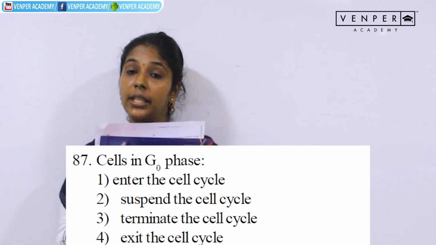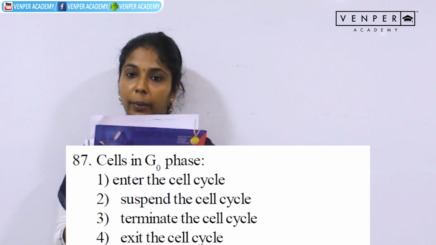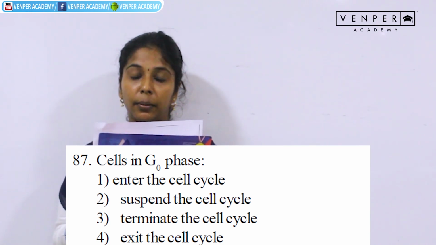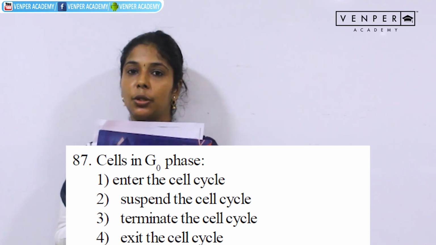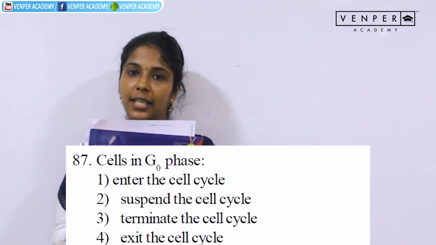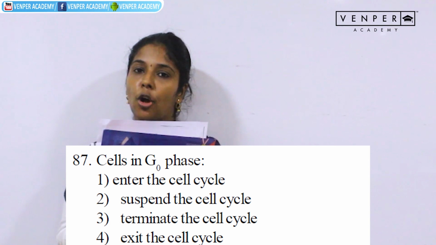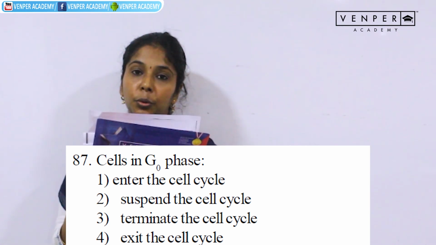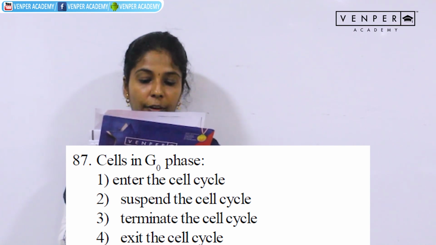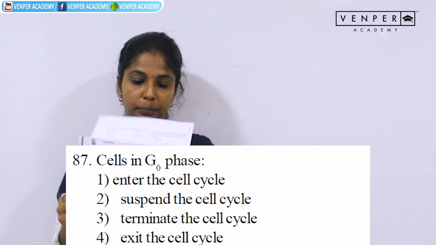G0 stage is said to be quiescent stage in which the cells are dormant or stop dividing temporarily or permanently. Permanently stopped cells are neurons and RBCs, and temporarily stopped cells are heart muscle cells. So the option is 2. Cells in G0 phase suspend the cell cycle.